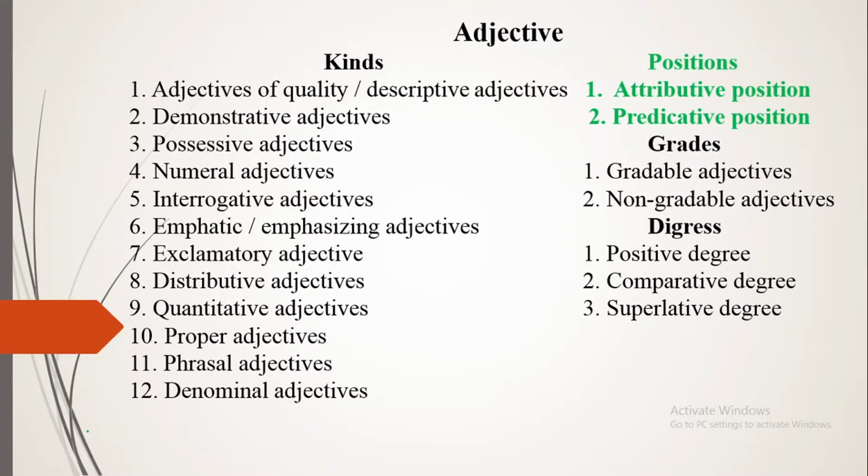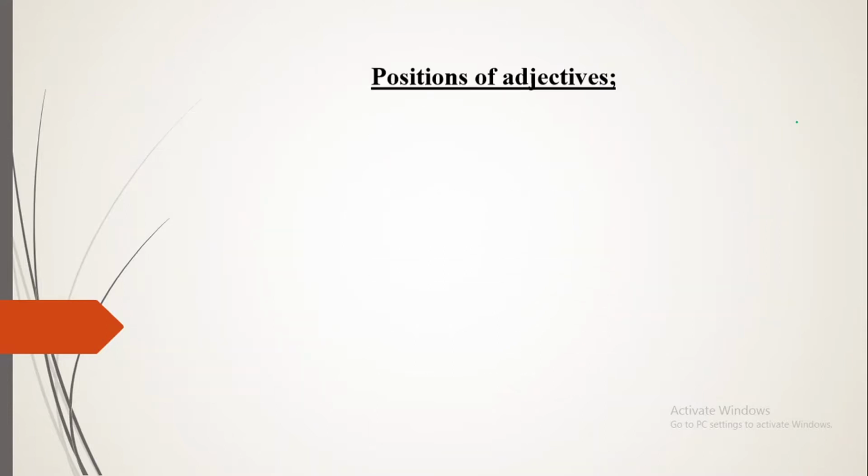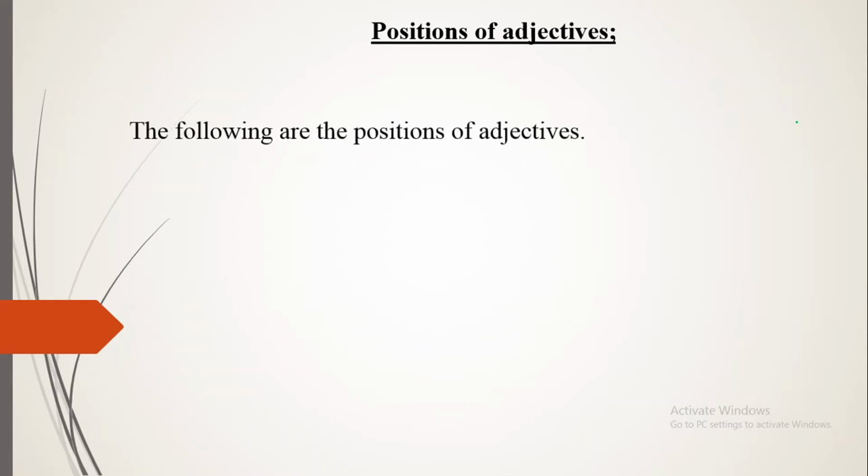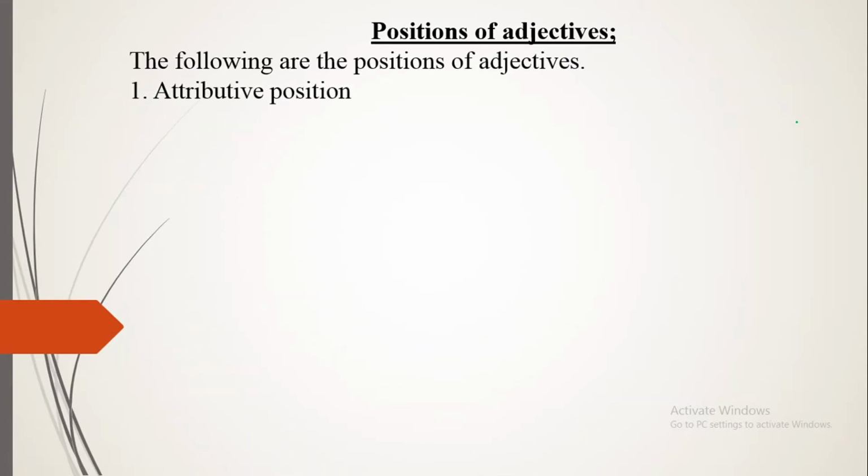Today we have got the topic that is known as the positions of adjective. Kinds we have already discussed, the 12 kinds. Now we will be discussing another topic about adjective that is known as positions of adjectives. So we have got two positions of adjective. The first one is known as attributive position, and the second one is predicative position. So let's begin today's topic. Number one, attributive position, and the second one, predicative position.